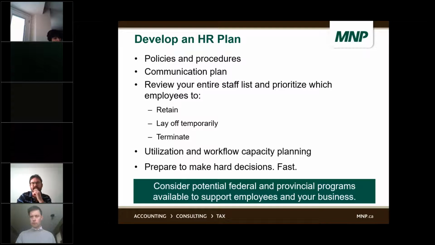In these kinds of crisis situations, I think it's better to over communicate than under communicate. So communicating with people, whether it's around updates, how they're doing, policy and procedure changes, workflow, or scheduling, is an important part of an HR plan.